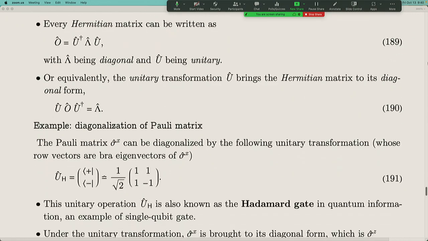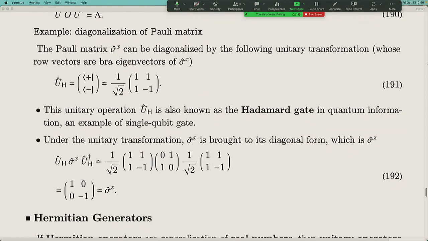Okay, we can just look at an example. For example, if we have a Pauli matrix sigma x, let me remind you that sigma x looks like this. This matrix is not diagonal, and we want to find a unitary matrix to diagonalize it. Here is the answer. What you need to do is put the two eigenstates, plus and minus, as rows. If you scroll up the lecture notes, you will see the corresponding eigenstates of this matrix, which are (1, 1) and (1, minus 1), divided by square root 2.